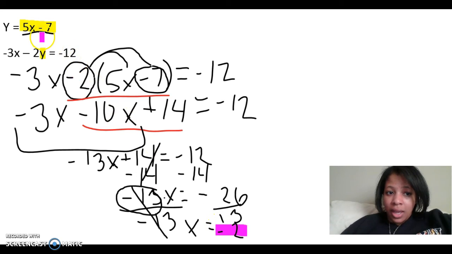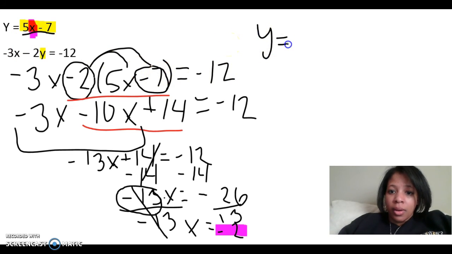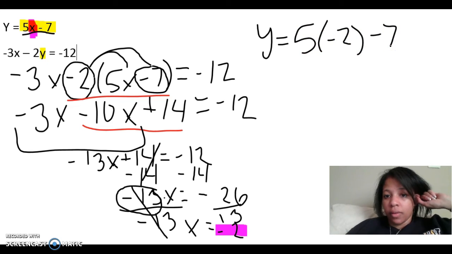So I'm going to take this, x equals negative 2, and plug it into my x in the equation that I already solved for y. So don't plug it into the second equation. Plug it into the equation that's already solved for your other variable. So now I'm going to rewrite it. But instead of writing the x now, I'm going to substitute in negative 2. And now I'm just solving for y.